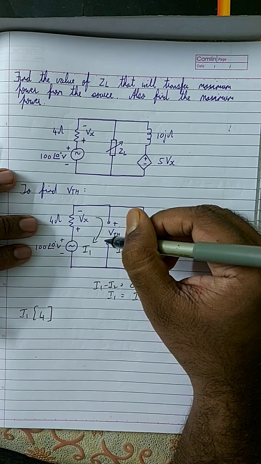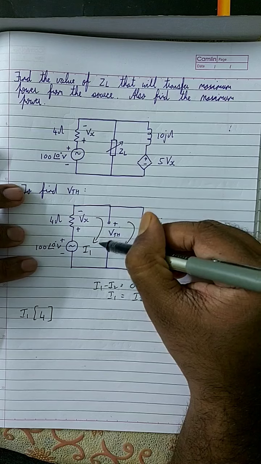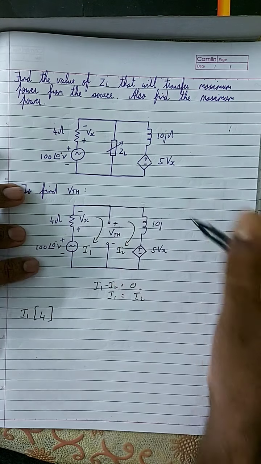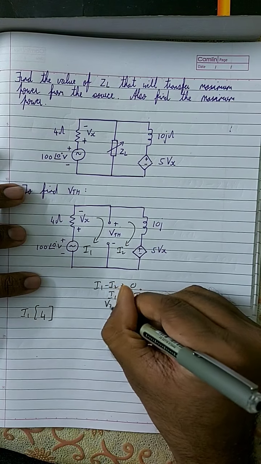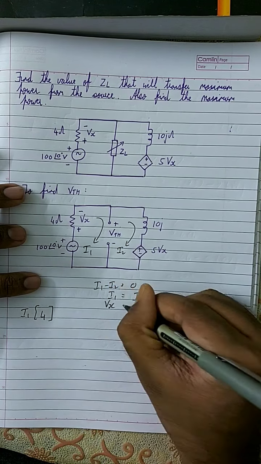It is flowing from a higher potential to a lower potential, which is what a current is supposed to do. The current across any passive element, a resistor, capacitor or inductor, should flow from a higher potential to a lower potential. So this is the higher potential, this is the lower potential, therefore the current flows in this direction. Therefore the equation for Vx is equal to 4I1. Wherever you see Vx, substitute 4I1. Now let me write the equation over here.